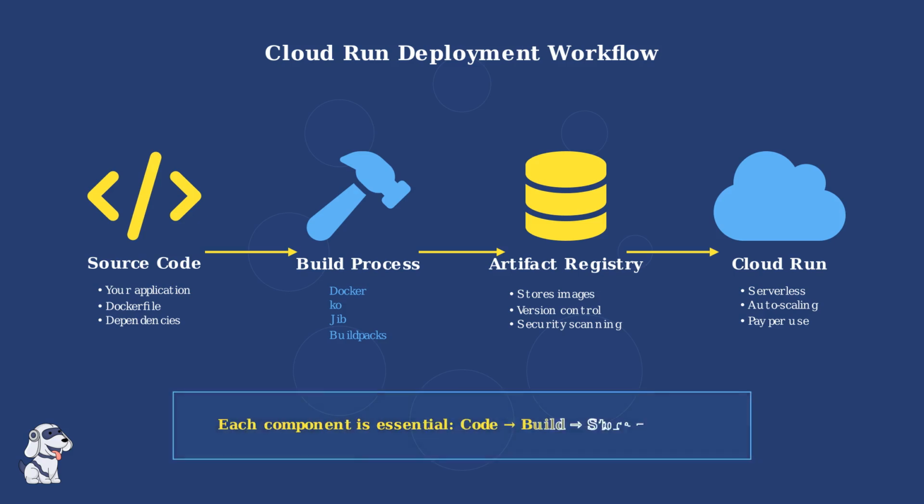Each component in this workflow plays a vital role. The source code provides the foundation, the build process creates the deployable artifact, Artifact Registry ensures secure storage and distribution, and Cloud Run provides the scalable runtime environment.